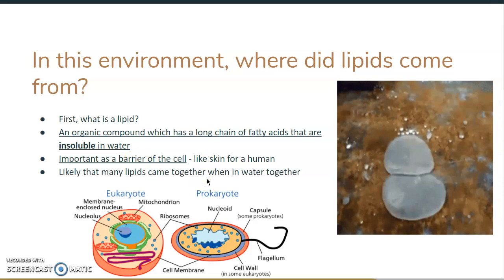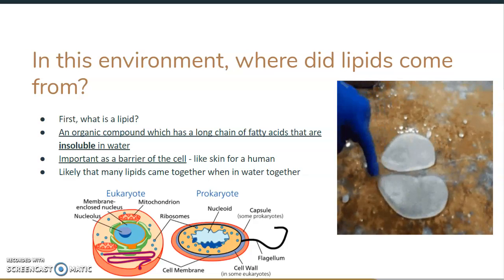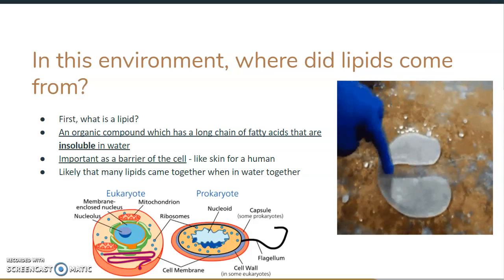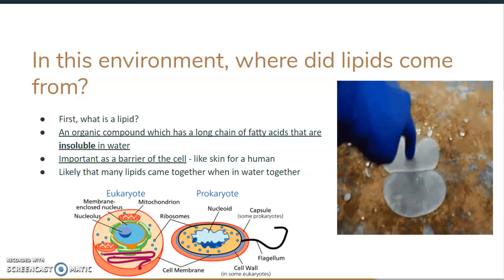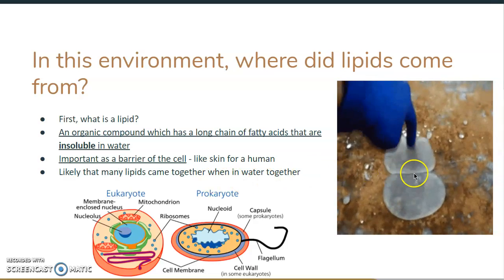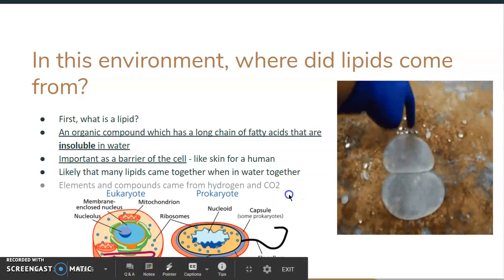And it is likely that many lipids came together when in water because they were all insoluble. So by coming together, they could not mix with the water and kind of create their own little ball like they have over on this video.